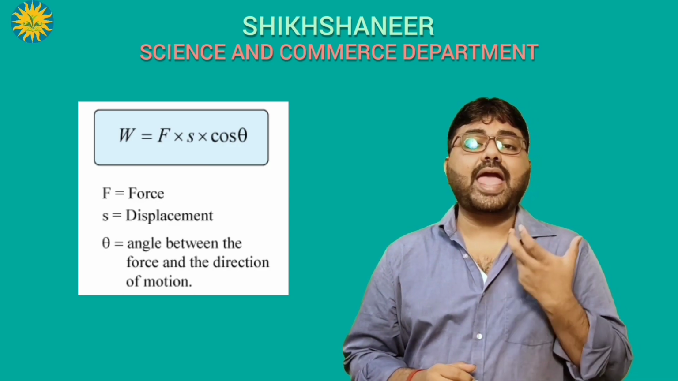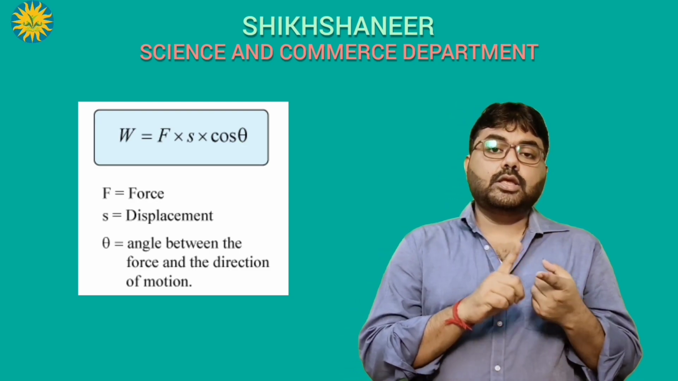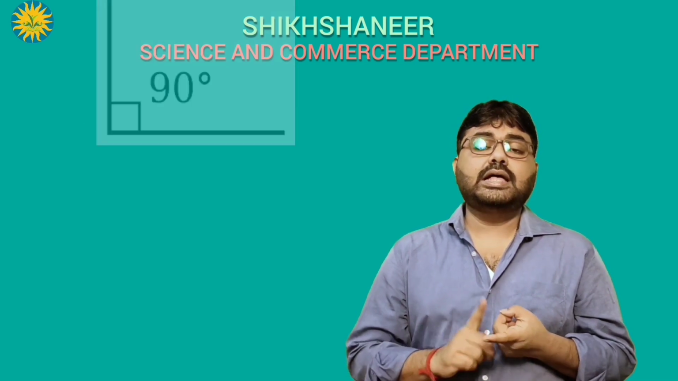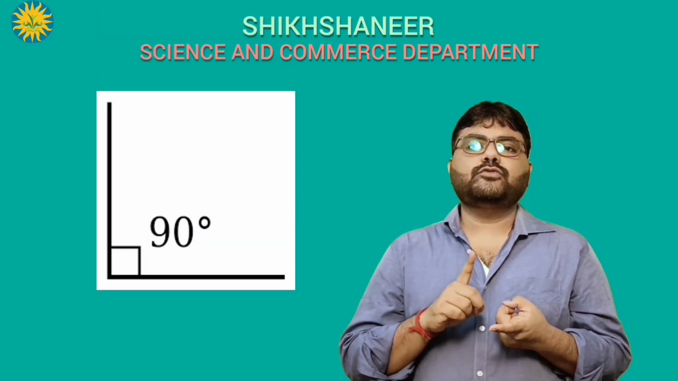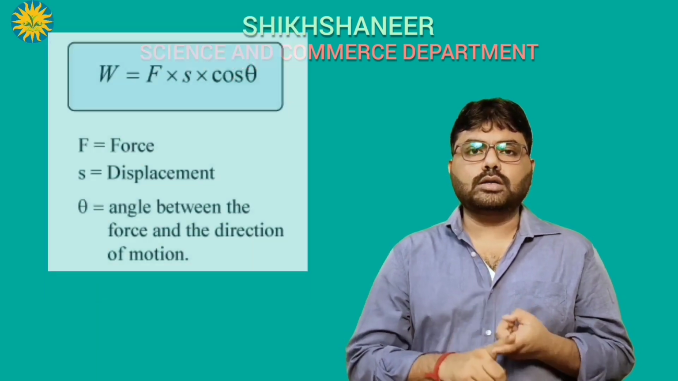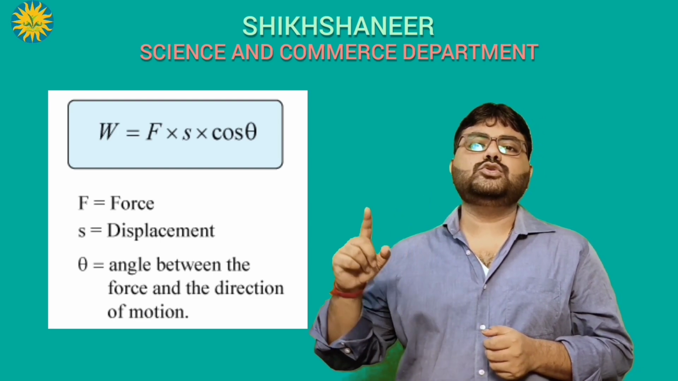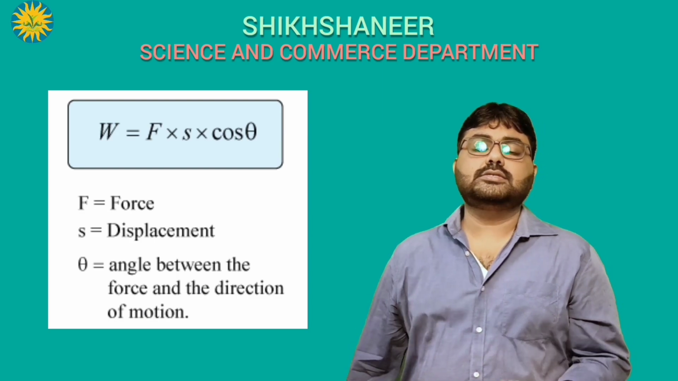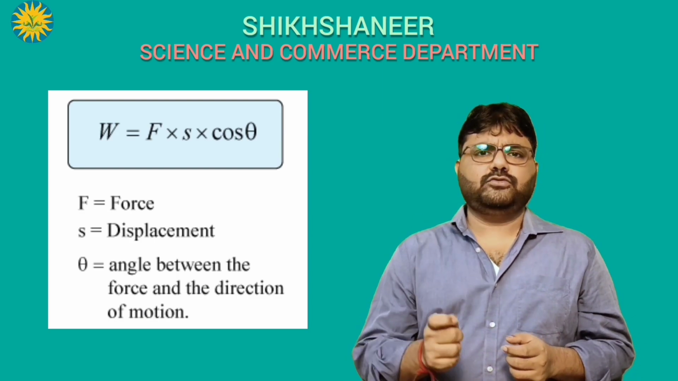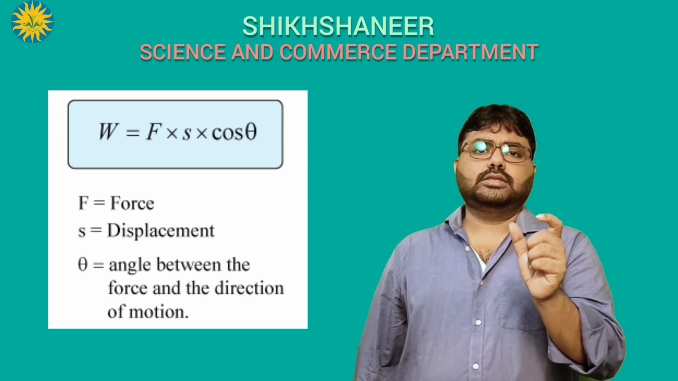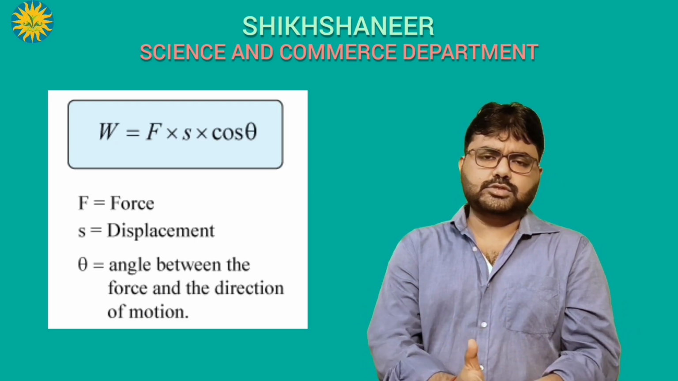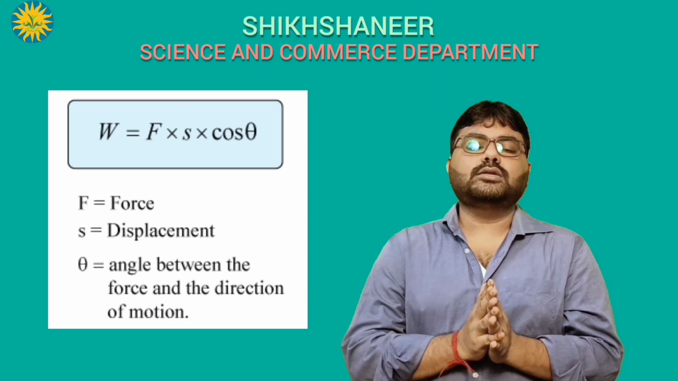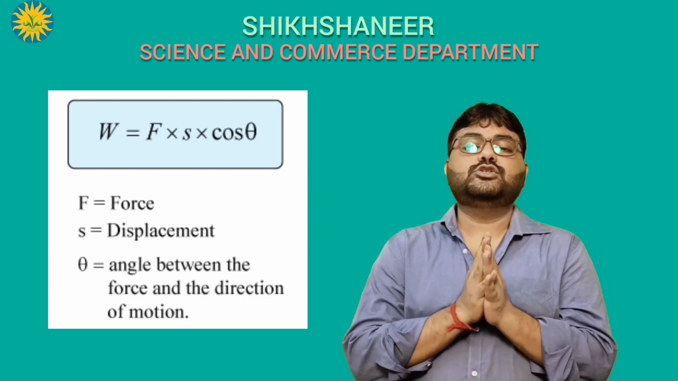When the force is applied in an angular direction, if the angle between the direction of the force and the direction of the motion is perpendicular, that is 90 degrees, the work done will be W is equal to F into S into cos theta. That means F into S into cos 90, and we know the value of cos 90 is 0. So if any of the conditions, that means the force, the displacement, or the angle, is 0, the whole work done will be 0. Therefore no work is said to be done.